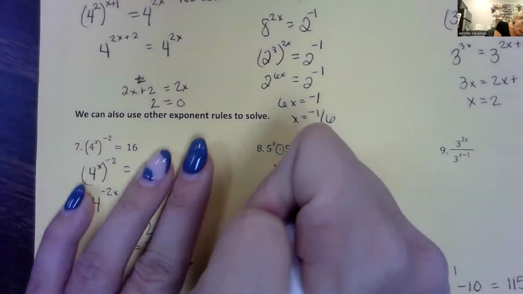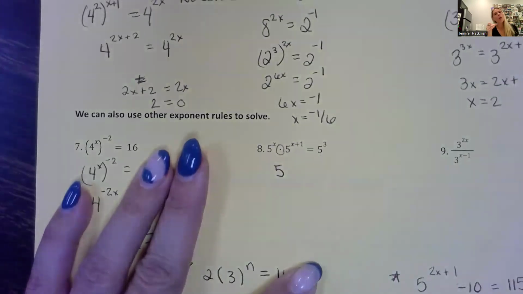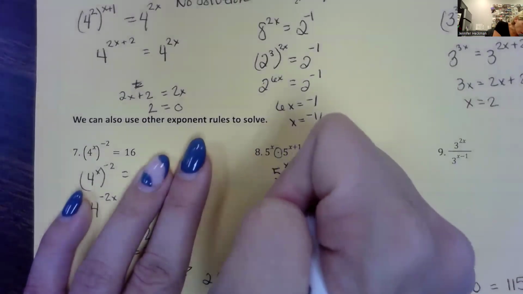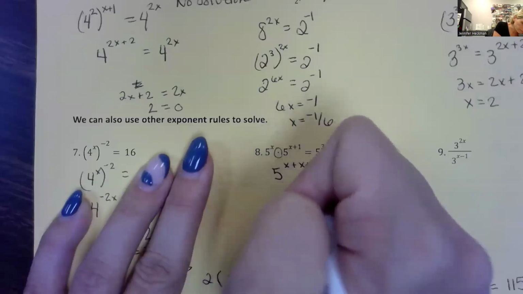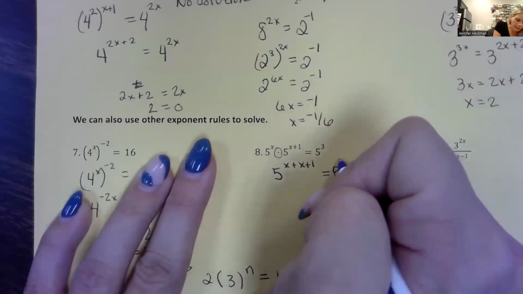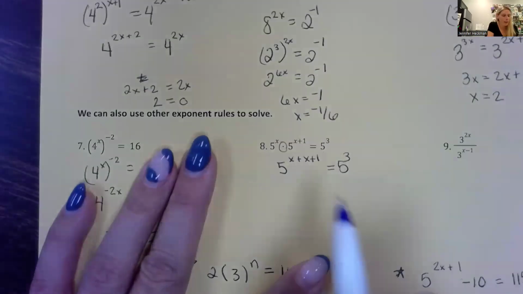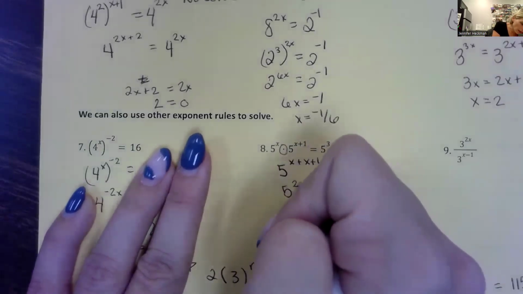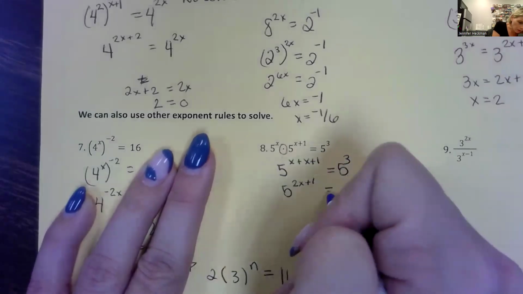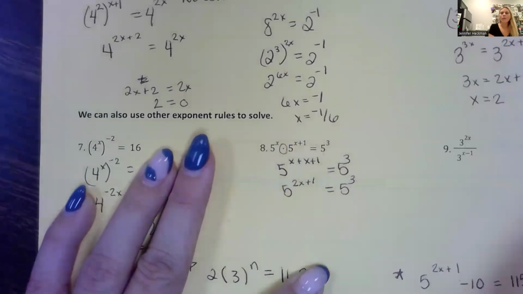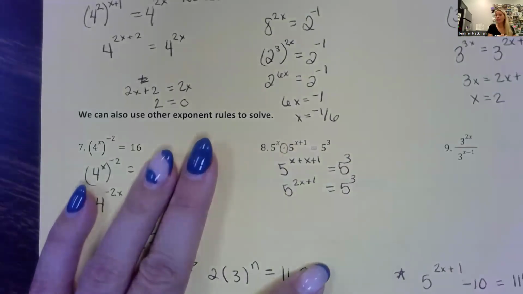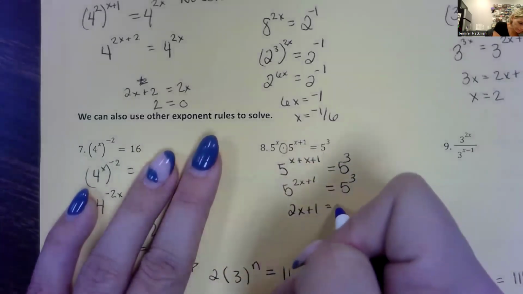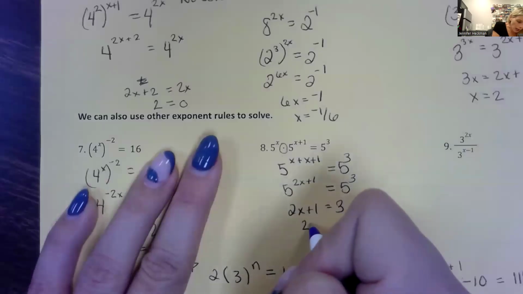So this is 5. And I'm going to write this next step out. You don't have to if you can do the math quickly. Remember, I'm going to go x plus 1. Okay, now I'm going to simplify that. And of course, I'm doing this so you can remember that multiplication means we add the exponents. So this is going to be 5 to the 2x plus 1, combined like terms, equals 5 cubed. Now that they are the same, we can focus on the exponents. So we get 2x plus 1 equals 3. Let's solve. Subtract 1 from both sides.